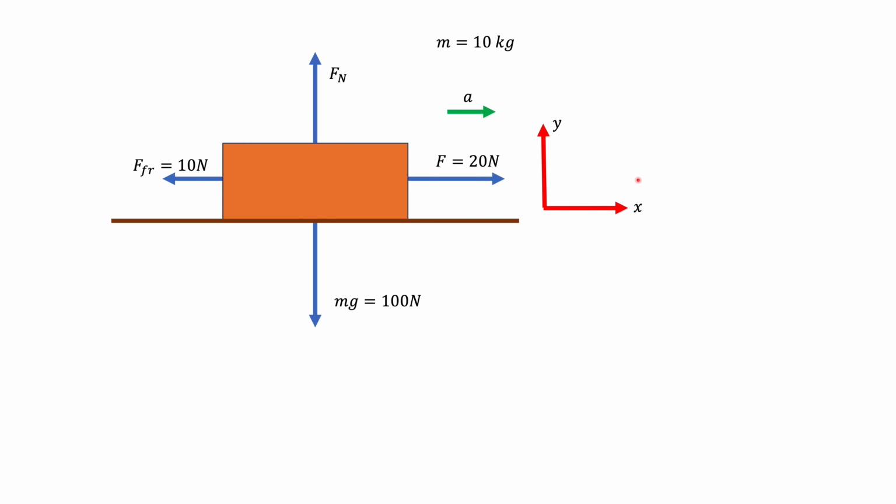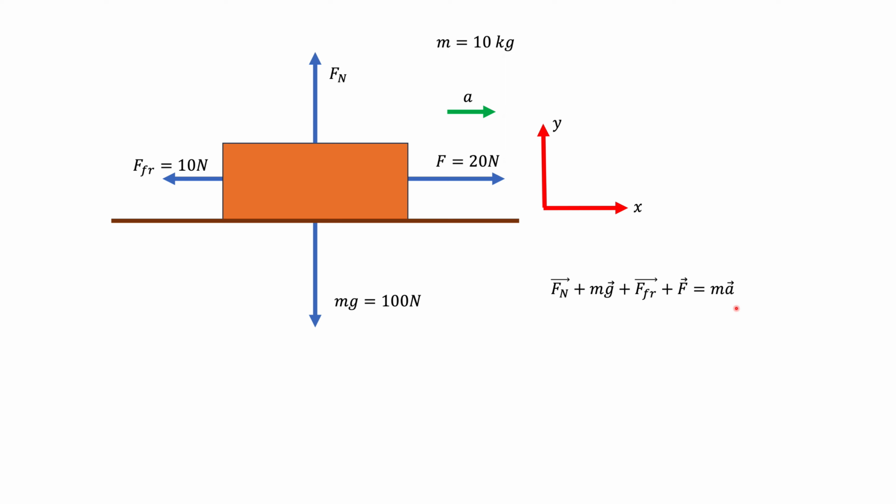The next thing we're going to do is introduce a coordinate system. We have an x-axis and a y-axis, a horizontal and a vertical axis. The positive direction of the x-axis is to the right. The positive direction of the y-axis is up. Now, if we want to write Newton's second law, it tells us that the sum of all forces, or net force, equals mass times acceleration.